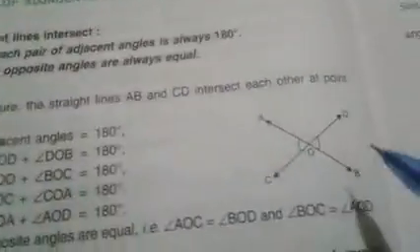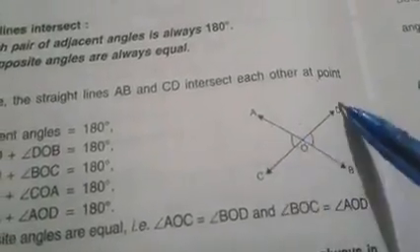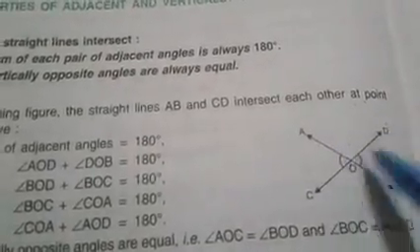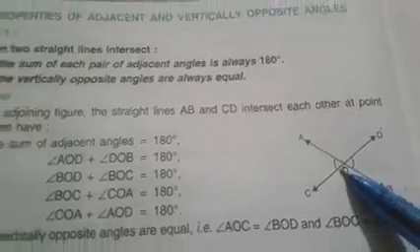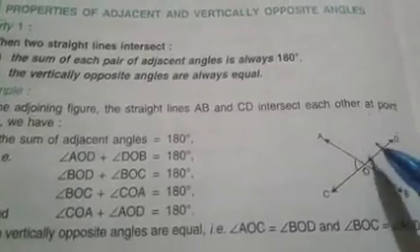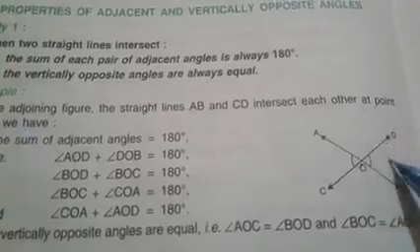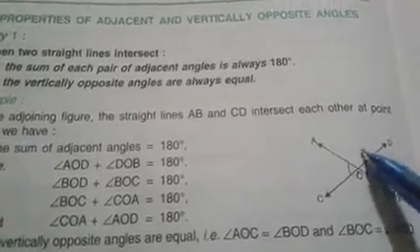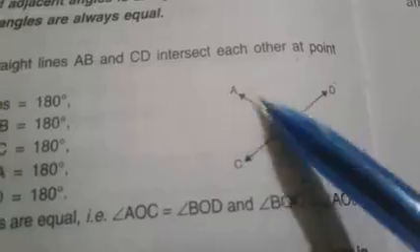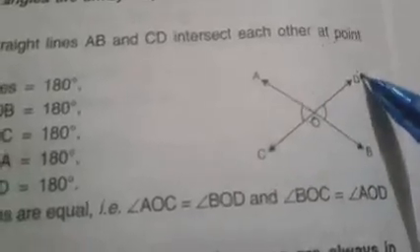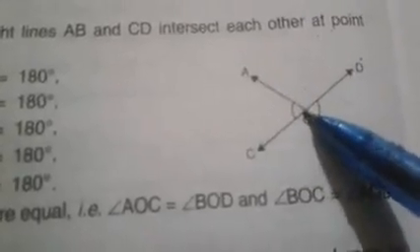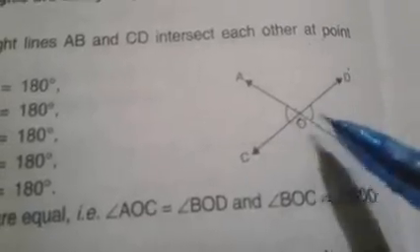Here in this case, AB and CD are two straight lines. They are intersecting at point O. You know intersecting lines now. So when two straight lines intersect, they form adjacent pairs, and the sum of each adjacent pair is always 180 degrees. If I take angle AOD and angle BOD and add them, I will get 180 degrees. These two are adjacent because this is a common arm.